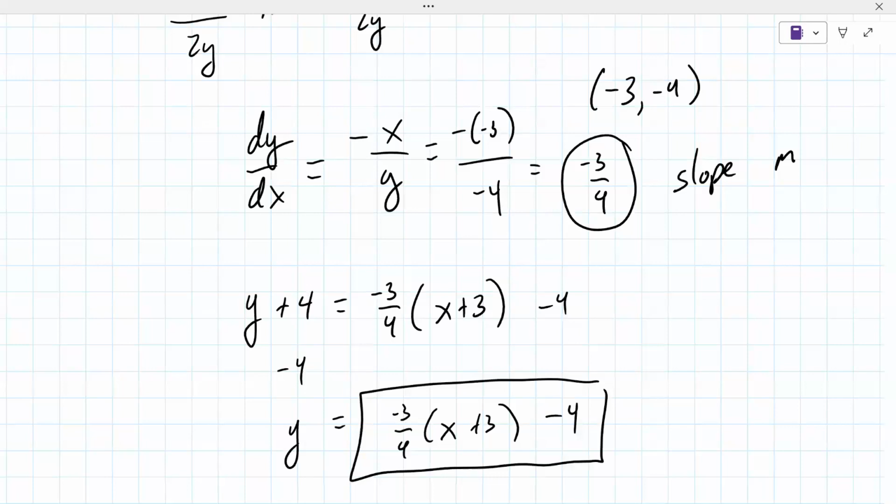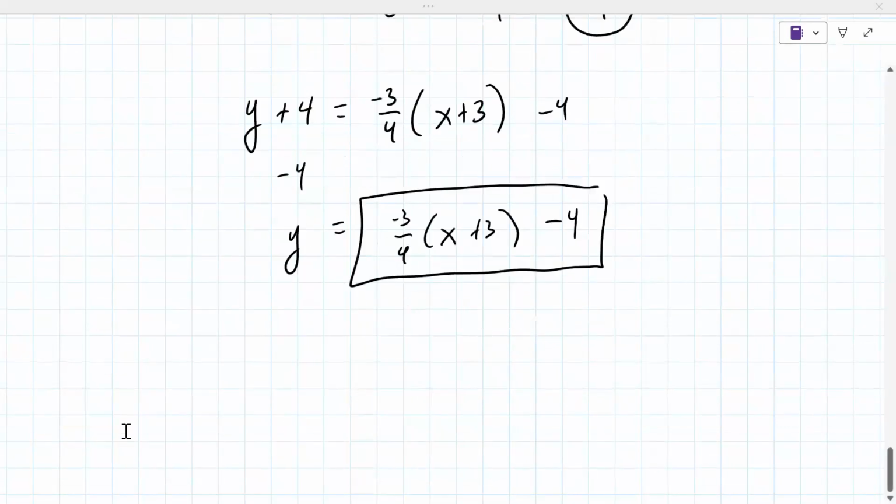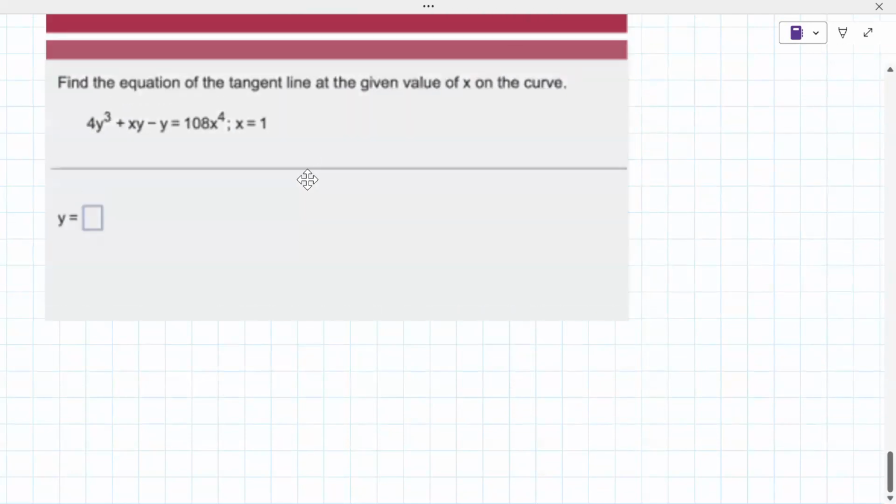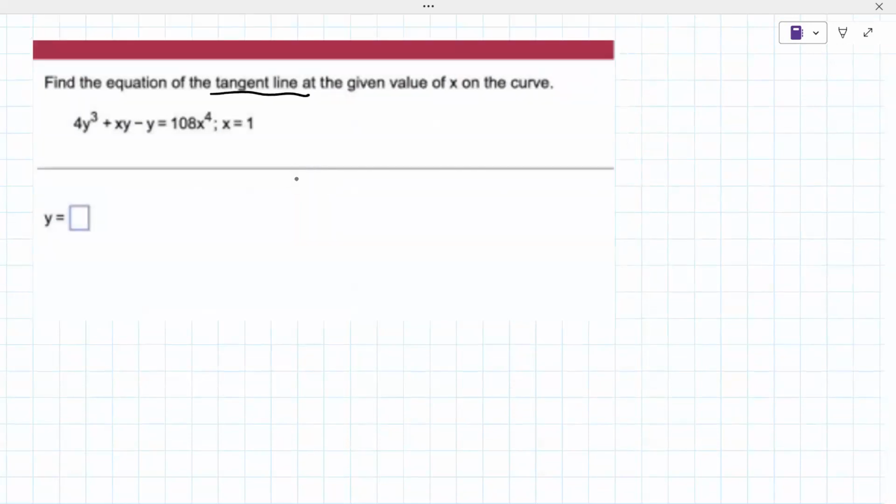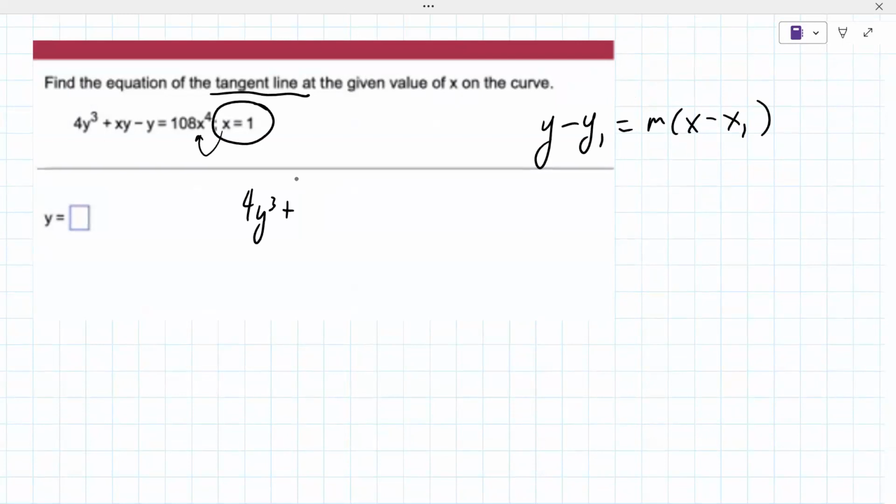All right. So next one's essentially the same, except they don't give you as much information. So you have to find more of it. So it says find the equation of the tangent line. So again, you know that it's y minus y1 equals m times x minus x1. This time though, they just give you an x. So you actually have to put that into the equation first. So you've got 4y cubed plus 1y minus y equals 108.